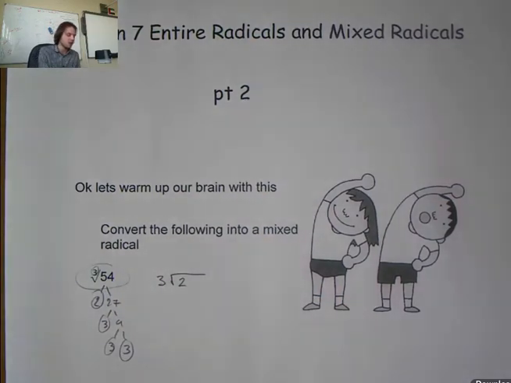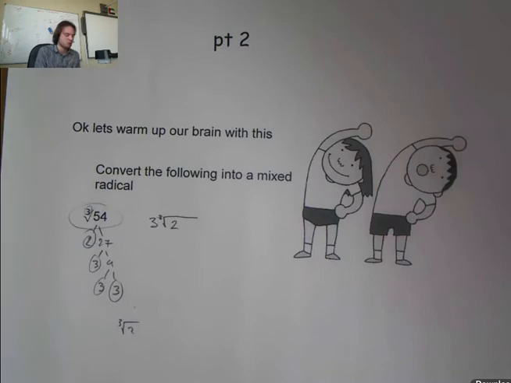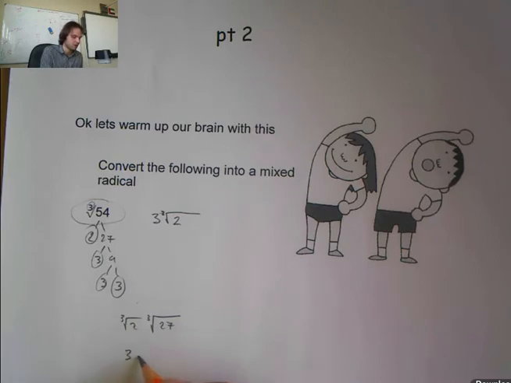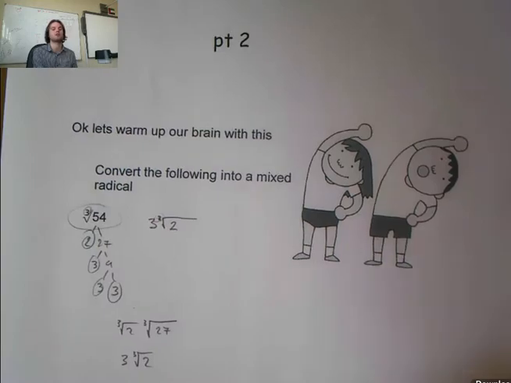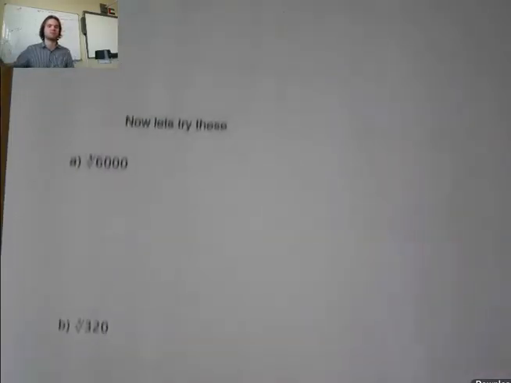Or I could have done it the other way: cube root 2 multiplied by cube root 27, and I know that is 3 cube root 2. Almost forgot my cube root. Make sure you write in that cube root there. All right, let's try my next question.